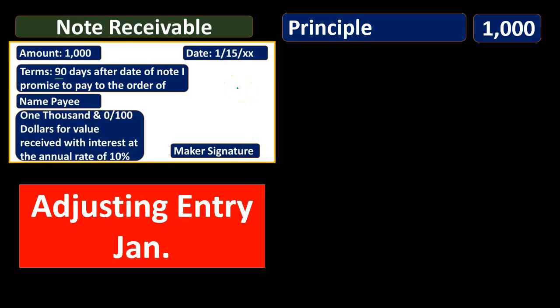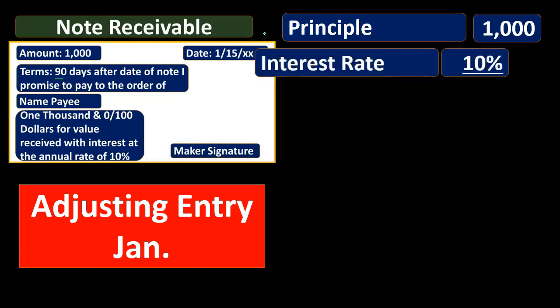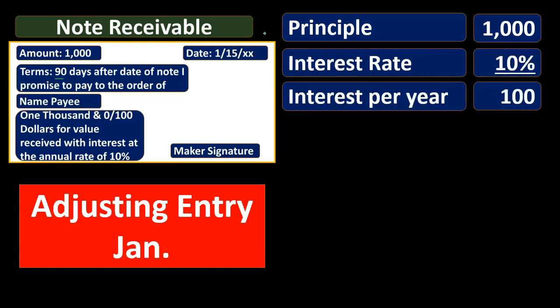So to do that, we're going to have to figure out, well, how much did we earn as of the end of the month? So it's a 90-day note, but how much did we earn in January? And we have to figure out, well, that depends on how many days it was outstanding and the interest rate. So we'll do a similar type of interest calculation. We've got the principal, the interest rate is 10%. 10% times 1,000 is $100.